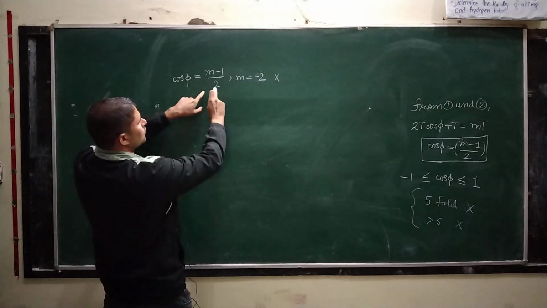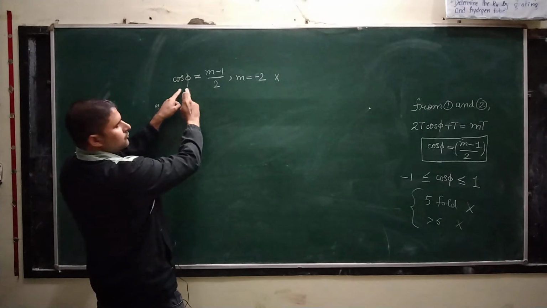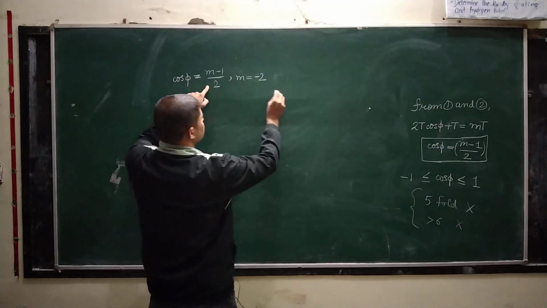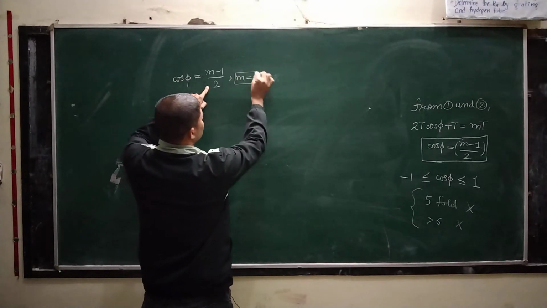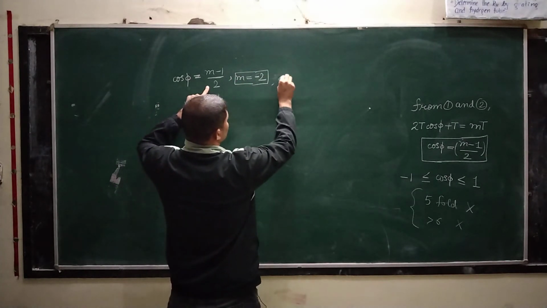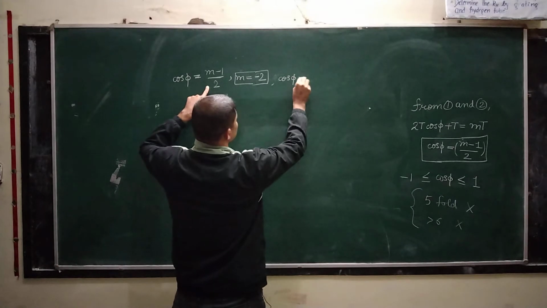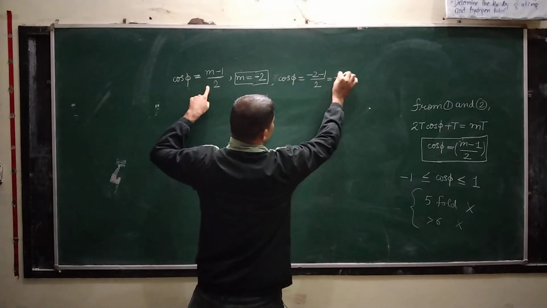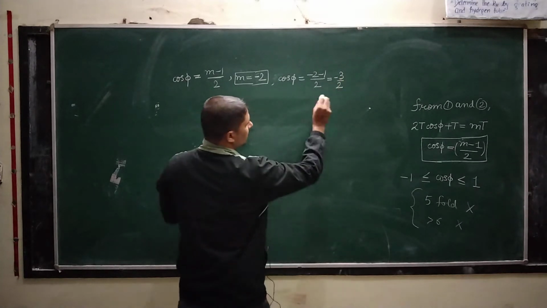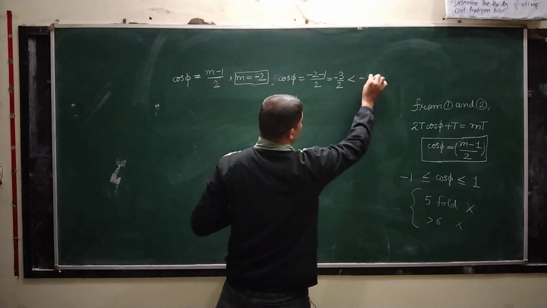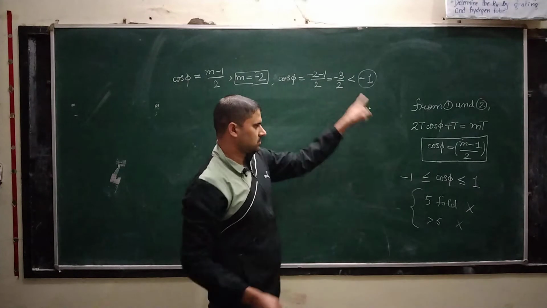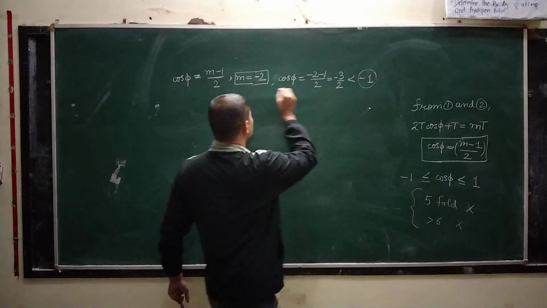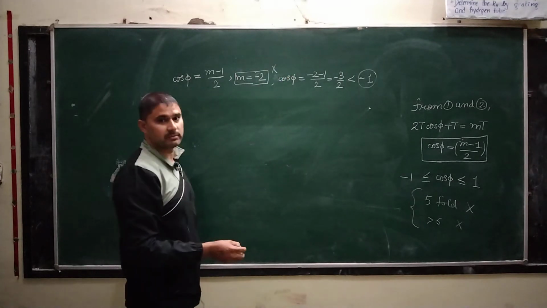Okay, why? Because it gives you the value of cos phi less than minus 1. Let us check it. For this value, cos phi is equal to minus 2 minus 1 by 2, that is minus 3 by 2, and this is less than minus 1, which is the lowest allowed value for cos phi. So we cannot take the value of m to be minus 2.